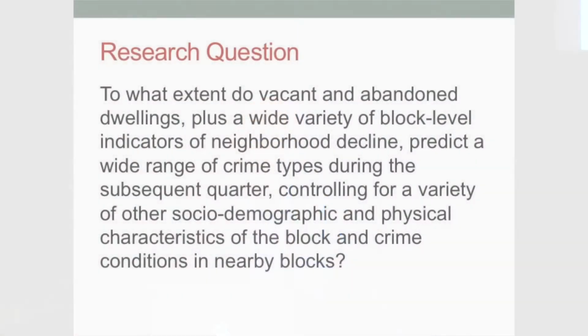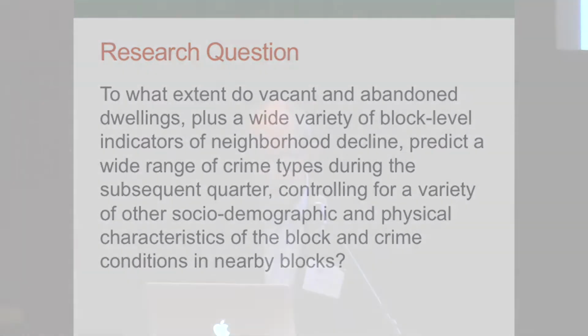So that leads to the research question that I'll focus on today. To what extent do vacant and abandoned dwellings, plus a wide variety of other block-level indicators of neighborhood decline, predict a wide range of crime types during the subsequent quarter, controlling for a variety of socio-demographic and physical characteristics of the block and crime conditions on nearby blocks? Now, to set up this research, I promised I'd give a conceptual framework in which I think we can understand the relationship between neighborhood decline and crime dynamics, and here it is.